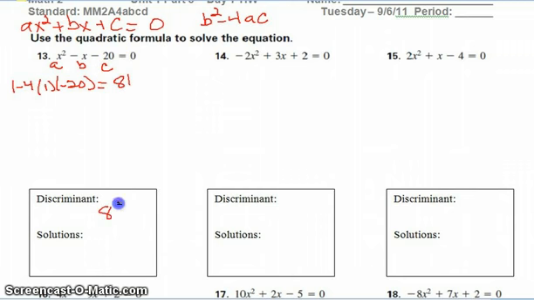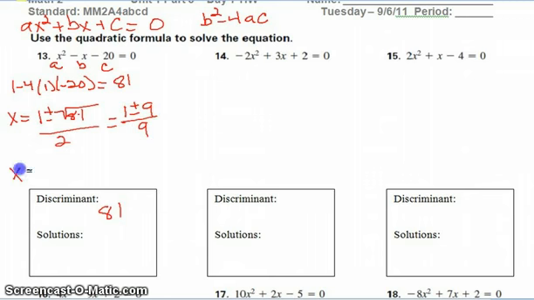So your discriminant is 81. We want to plug this discriminant into the formula itself, which is x equals the opposite of b, which, if b is negative 1, would be 1, plus or minus the square root of the discriminant, 81, over 2a. A is 1, so that would be over 2. The square root of 81 is 9, so that would be 1 plus or minus 9 over 2.